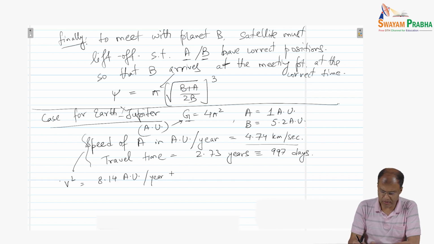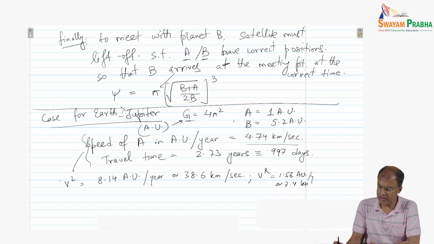And this comes out to be roughly 38.6 kilometers per second. Okay, and similarly we can find the velocity at landing to be 1.56 astronomical units per year, or roughly 7.4 kilometers per second. So for a satellite to go from Earth to Jupiter, these are the data that have to be satisfied.